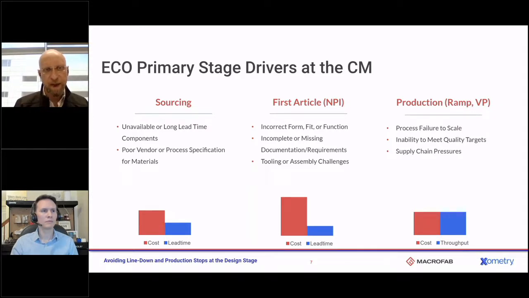Now, another thing that can really happen here in the sourcing is selecting a poor vendor or process specification. So if we're going to have something injection molded and we go to order that from someone like Xometry, who's going to provide those parts, and we find that the design itself doesn't really map well to injection molding, we're going to start creating a lot of delays.